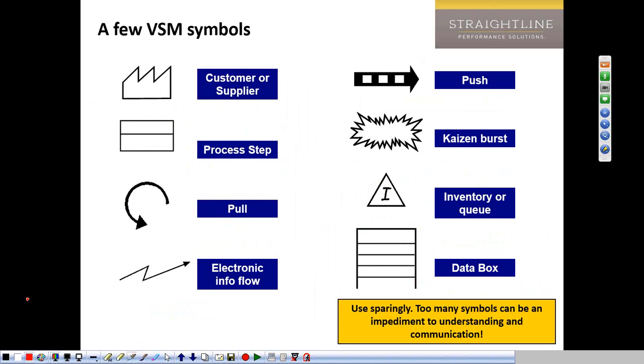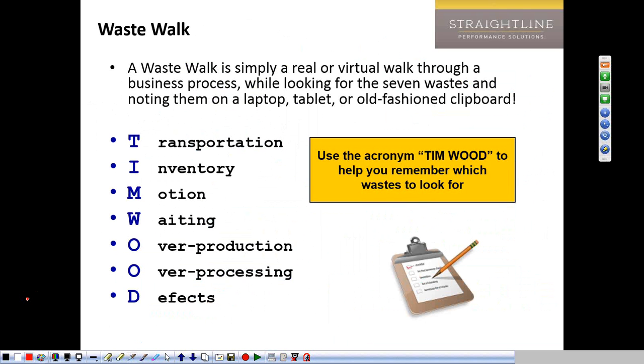Okay. Here's just a review of some of the symbols. Let's walk to the next one, which is a waste walk. Really simple tool. And think about it this way. This is just like a clipboard that has a bunch of things that are going to jog your memory of areas or of different wastes that can occur in your process.